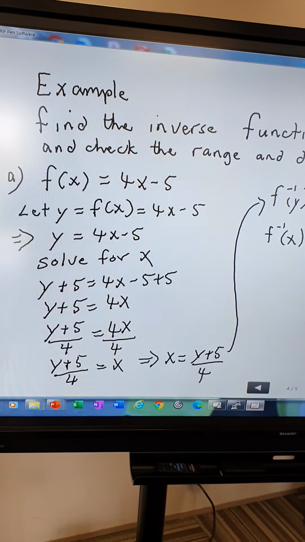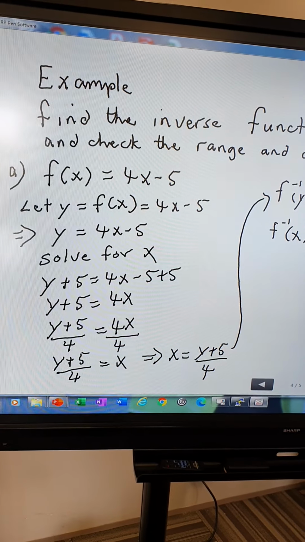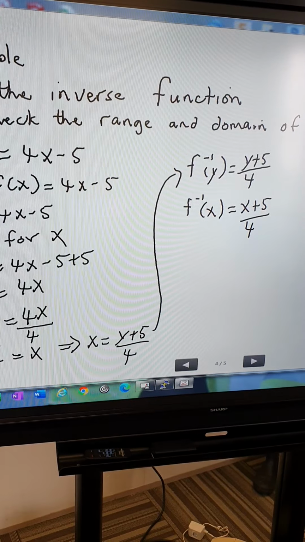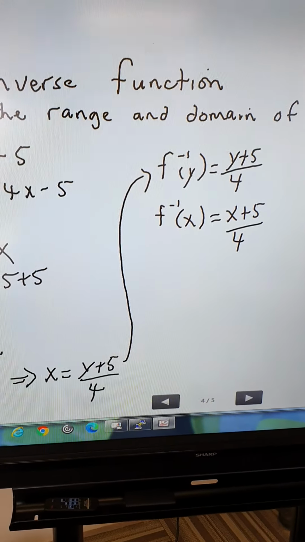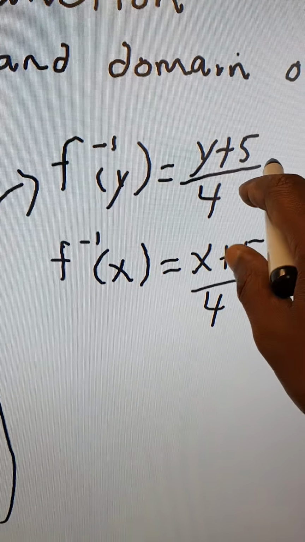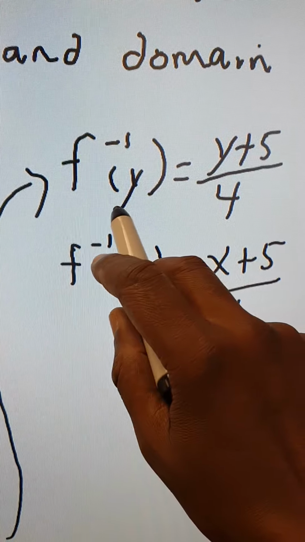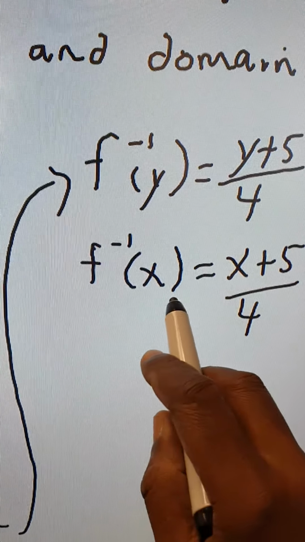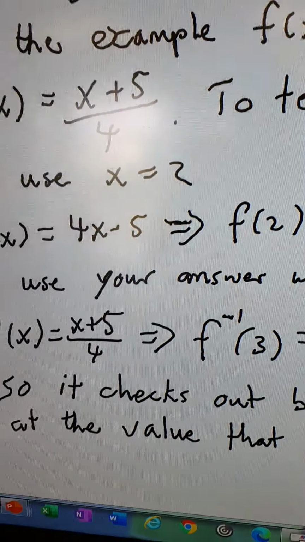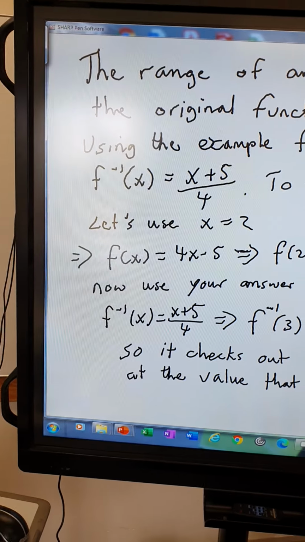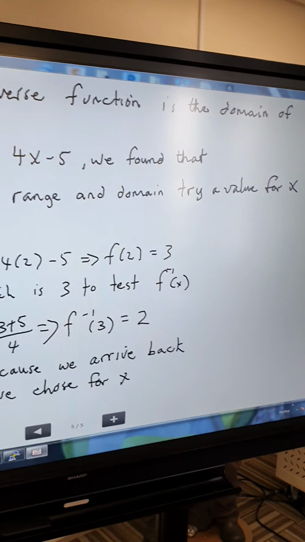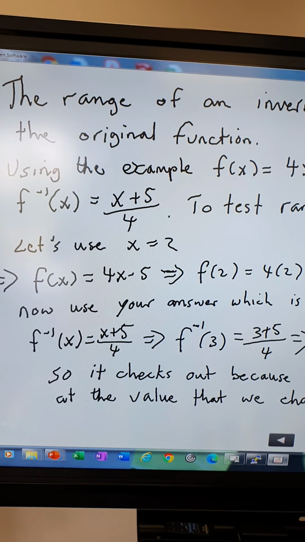Got it? Set y in the place of f(x), solve for x. And once you solve for x, at the end of that, you replace your y with your x. So we solve for x, that's the f inverse of y, and then we replace wherever we see y with an x. So f inverse of x is equal to (x plus 5) over 4. Now, according to the third rule, the range of an inverse function is the domain of the original function.